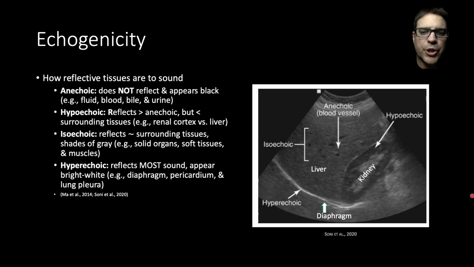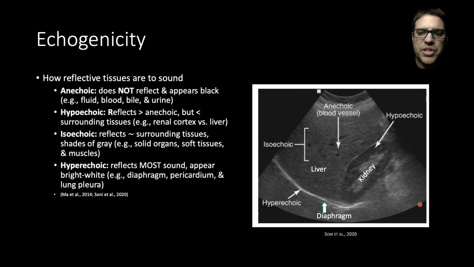Anechoic tissues or structures transmit all sound waves without reflection and appear black on POCUS. Examples of anechoic tissue include fluids, blood, bile, and urine. So looking over here on this picture, as you can see, this is the liver, and inside the liver are these little black circles. These are anechoic blood vessels, which do not reflect sound.